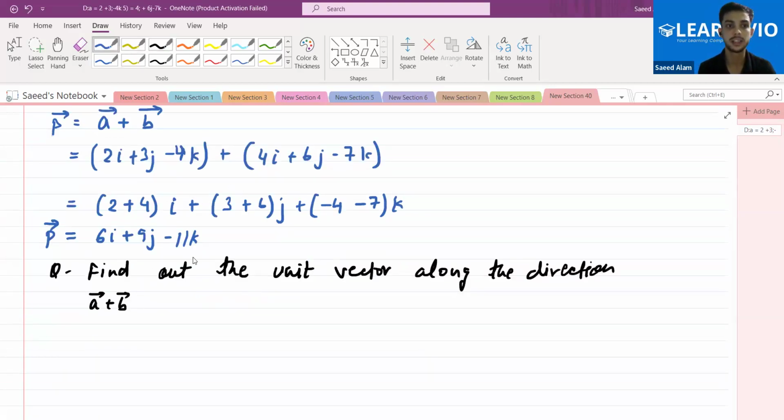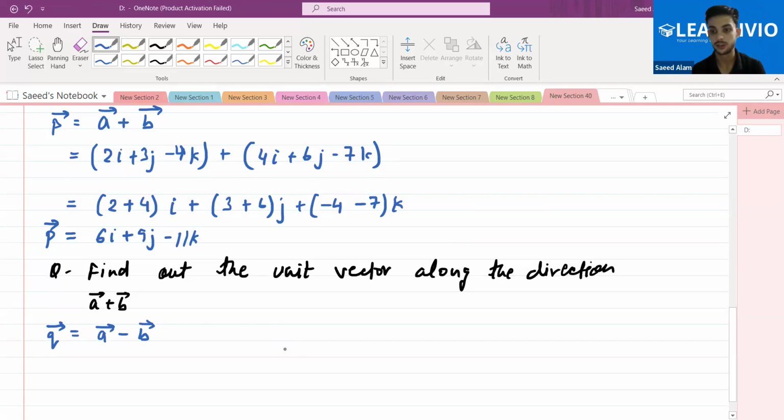Okay, so this is how we used to find these things. Now let me give you one more question. Let me find out the q. It is the subtraction of the two vectors, a minus b. Just as you did the addition of the two vectors, you simply have to do the subtraction as well. Do it and tell me.